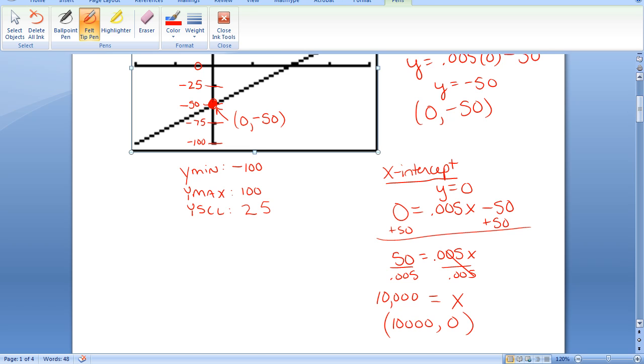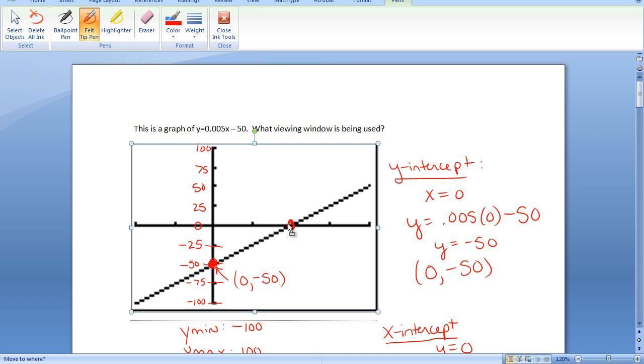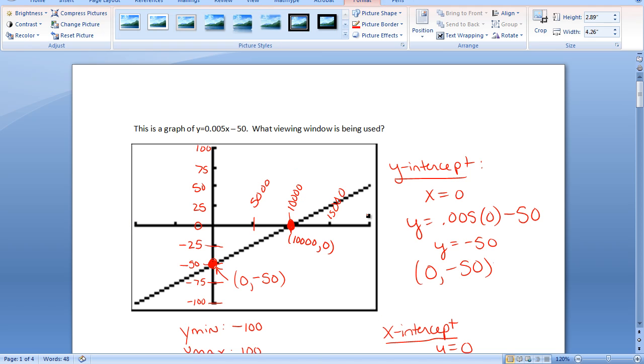Now I can go ahead and label that point on the graph. The x-intercept occurs here where the graph crosses the x-axis. That is the point 10,000, 0. Again, I see that this graph hit the x-axis right at that tick mark. That tick mark is 10,000. This tick mark then must be 5,000. So 5,000, 10,000, here's 15,000, 20,000. The y-axis occurs when x is 0, and then going backwards, this must be negative 5,000, negative 10,000.